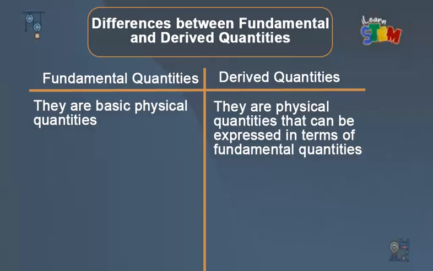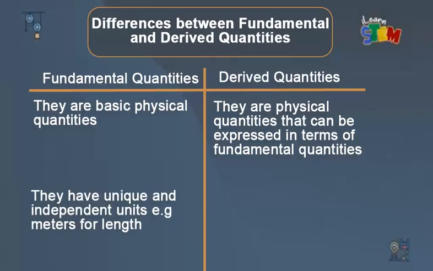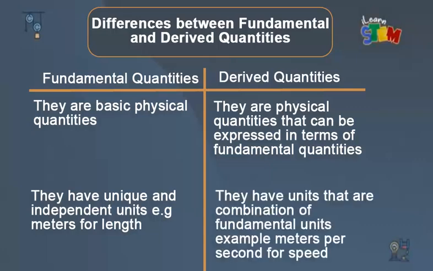Moving on. They also differ in terms of units. Fundamental quantities have unique and independent units, such as meters for length and kilograms for mass. Derived quantities, however, have units that are combinations of fundamental units, for example meters per second for speed.